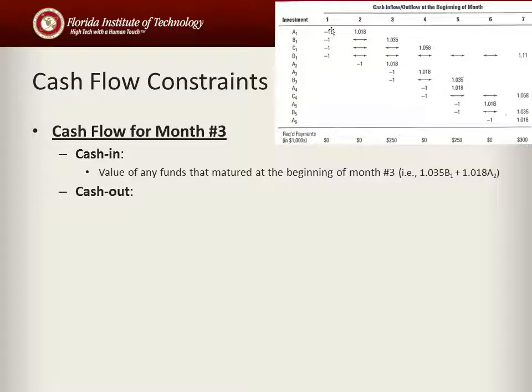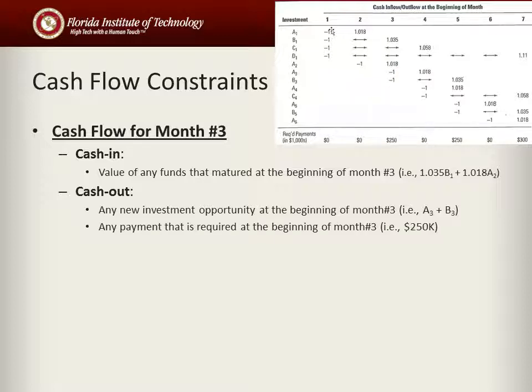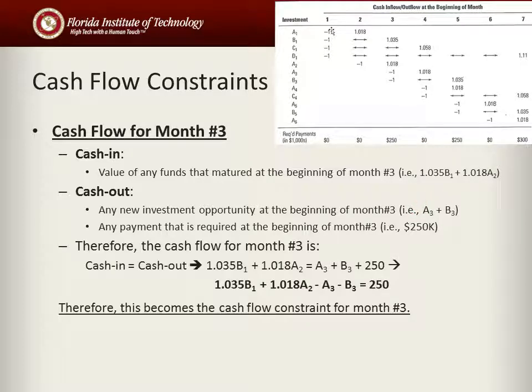Now the cash out is going to be equal to any new investment opportunity at the beginning of month number 3. Here there are 2 investment opportunities, so it's going to be A3 plus B3, and any payment that is required at the beginning of month number 3, in this case 250, as specified here. So our cash out is going to be equal to A3 plus B3 plus 250. This is our cash out for this problem.